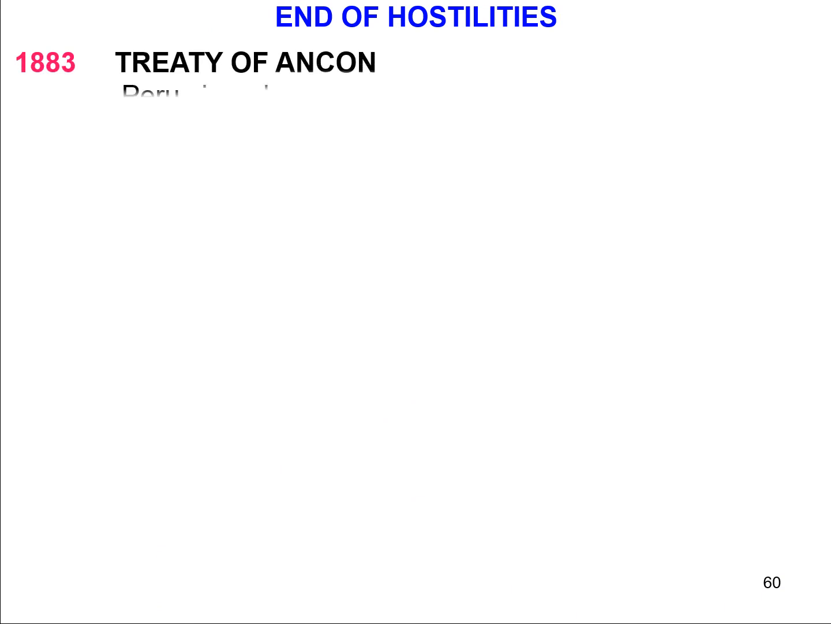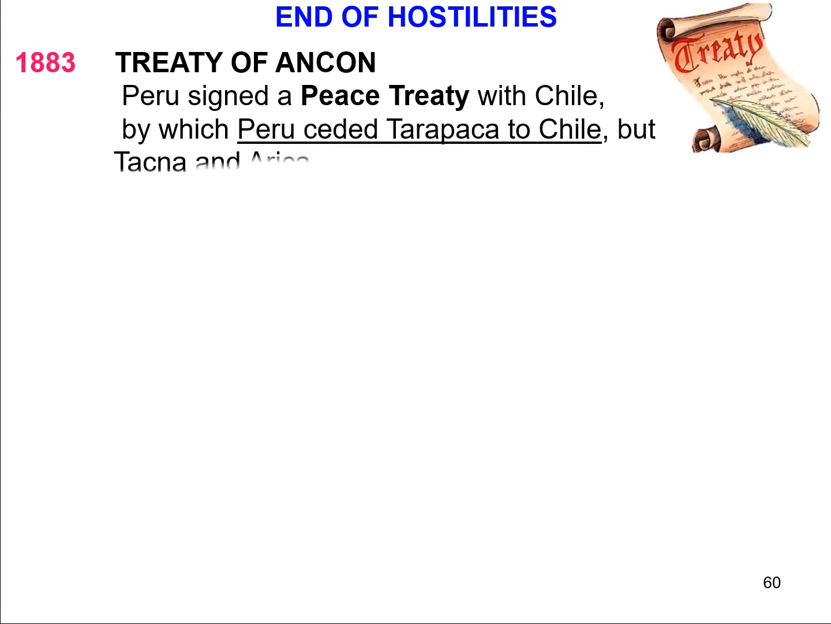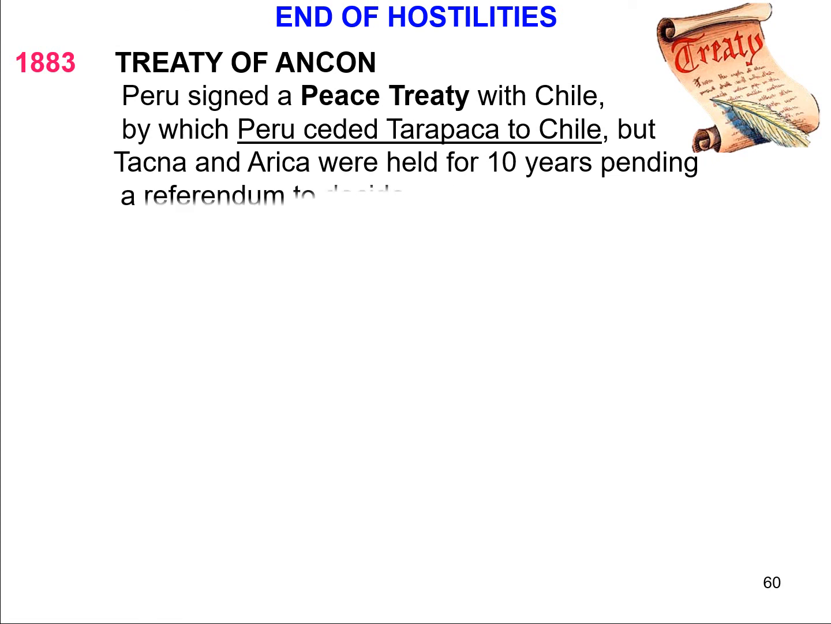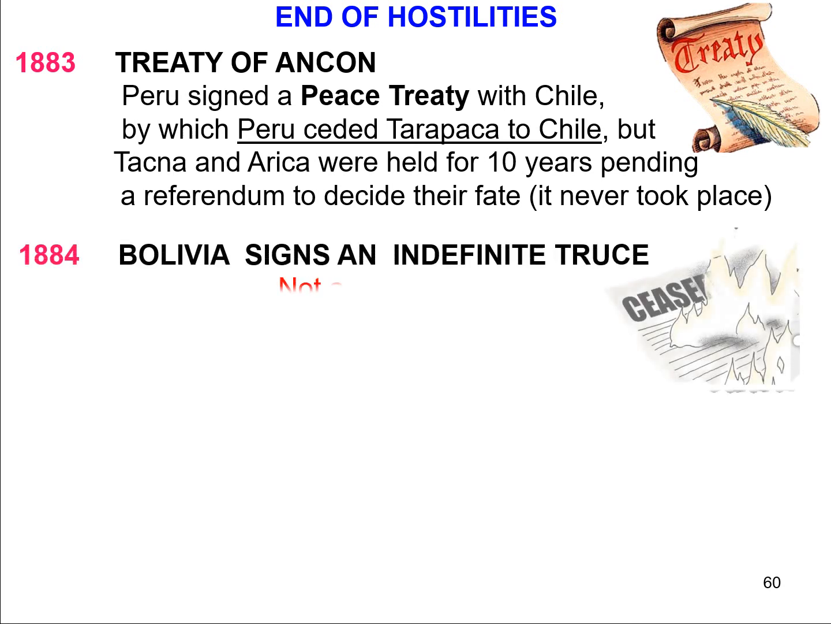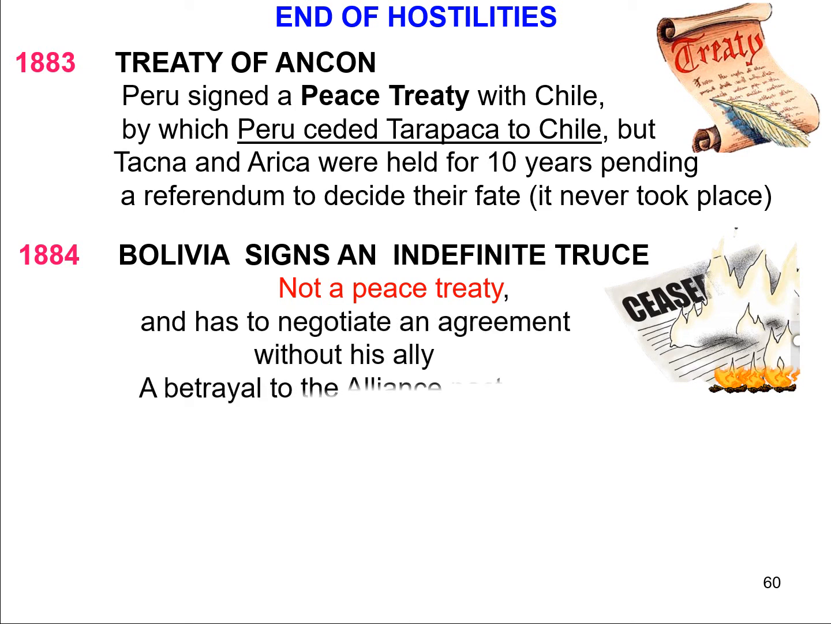In 1883, the Treaty of Ancon, a peace treaty, was signed with Chile, by which Peru ceded Tarapacá to Chile, but Tacna and Arica were held for 10 years pending a referendum to decide their fate. It never took place. In 1884, Bolivia signed an indefinite truce with Chile, not a peace treaty, and had to negotiate an agreement without its ally, a betrayal of the alliance pact with Peru.